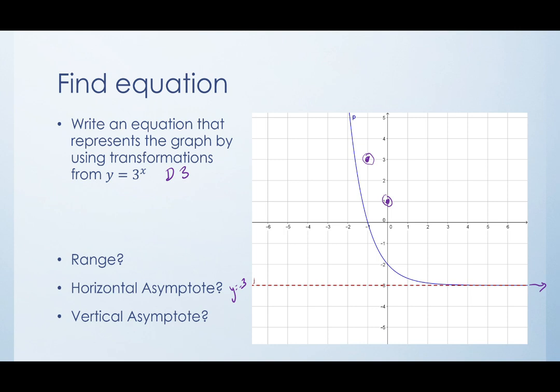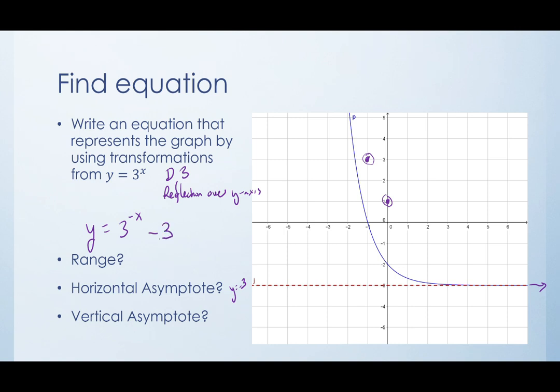we've got that ratio 3 over 1, but it's been reflected, right? So we've got a reflection over the y-axis. So that means we're going to have 3 to the negative x, because that's going to flip it across the y-axis, and then we're moving it down 3 units.